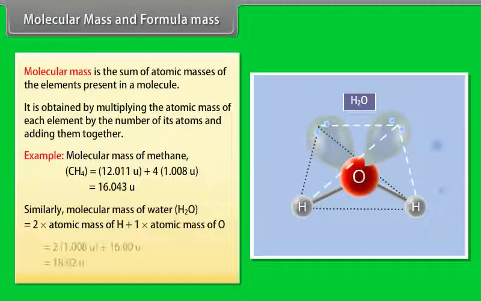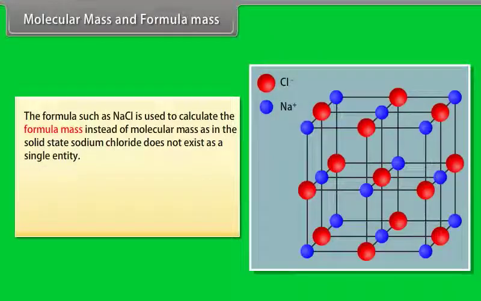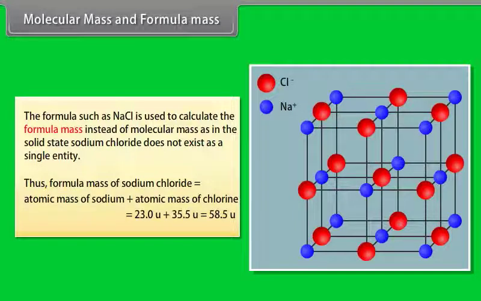which is equal to 2 × 1.008 u plus 16.00 u, which is equal to 18.02 u. A formula such as NaCl is used to calculate the formula mass instead of molecular mass, as in the solid state sodium chloride does not exist as a single entity. Thus, the formula mass of sodium chloride is equal to the atomic mass of sodium plus the atomic mass of chlorine, which is equal to 23.0 u plus 35.5 u, which is equal to 58.5 u.